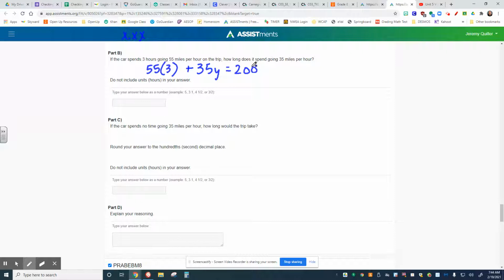Part C, it says if the car spends no time going 35 miles per hour, how long would this trip take? Well, if it's not going 35 miles per hour ever, then we know that car is constantly going at 55 miles an hour for 200 miles. So just simplify your equation, make it a lot easier. And then I think I've also helped you right here with explaining your reasoning.